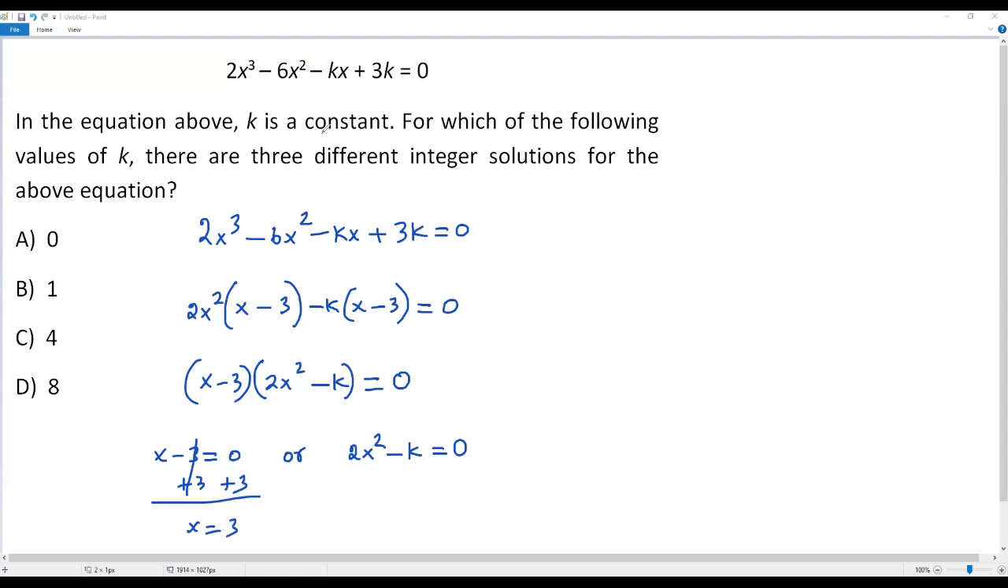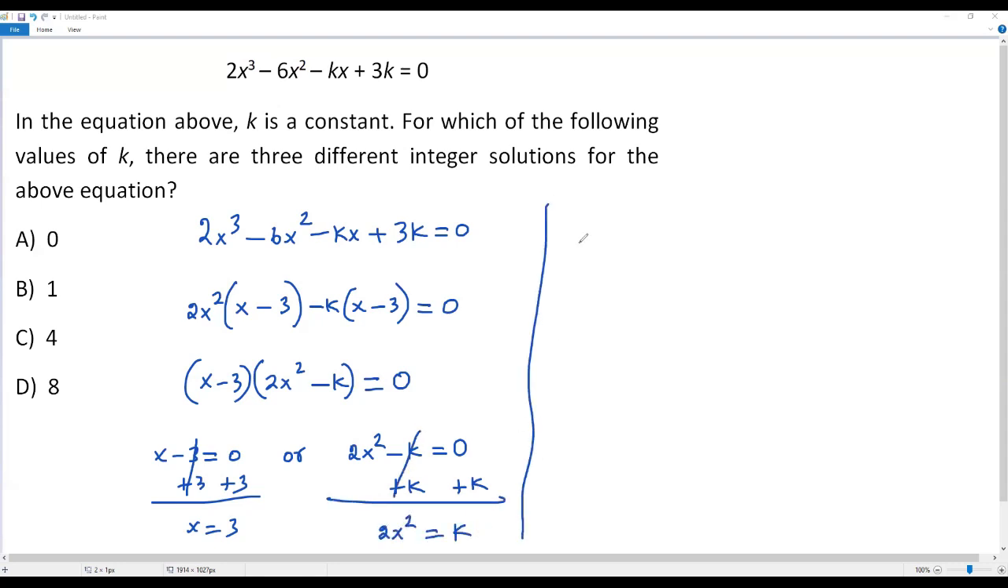Okay, so according to the question, we have three different integer solutions. In those three different integer solutions, I have now got one, that is 3. So we will get two more different integer solutions from the equation 2x squared minus k equals 0. So let's solve for x in this equation. For that, we have to add k to both sides. When I do so, negative k plus k will cancel. I get 2x squared equals k.